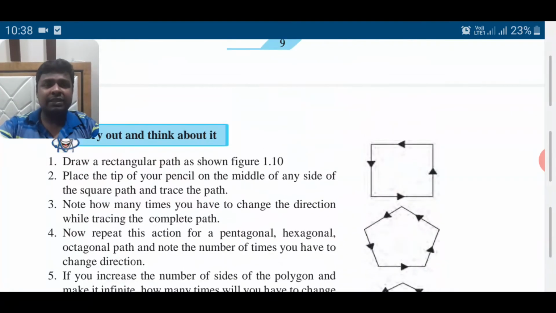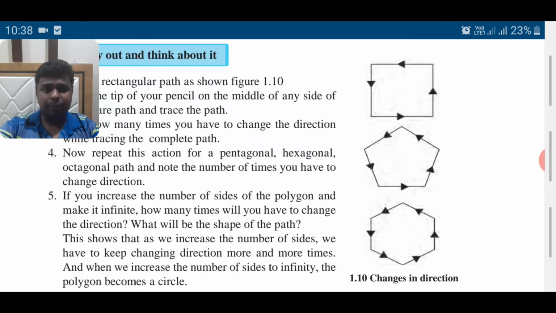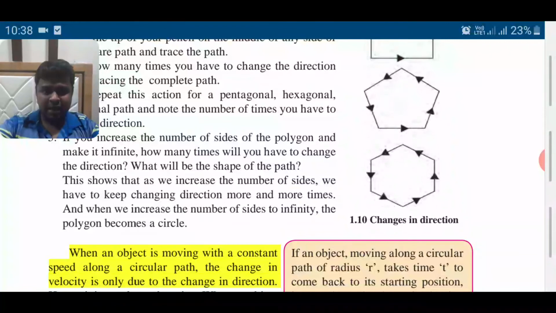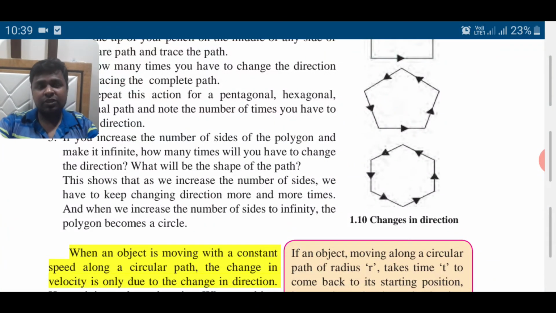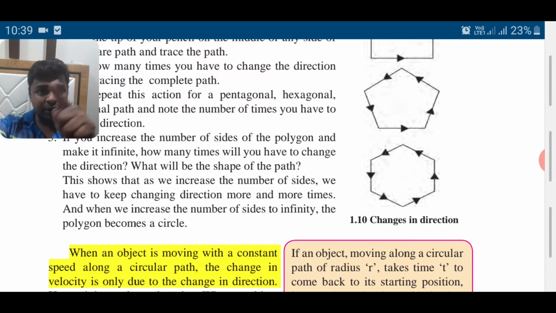You can see this pencil, they have done one activity. You can draw a rectangular path. Now you have to take the tip of the pencil and start drawing it. How many times do you change the direction? For a rectangle, for a pentagon, for a hexagon, and then for a circle, how many times do you change the direction? When you draw a circle, you are continuously changing the direction. At every point you are changing the direction, and only then can you draw a circle.